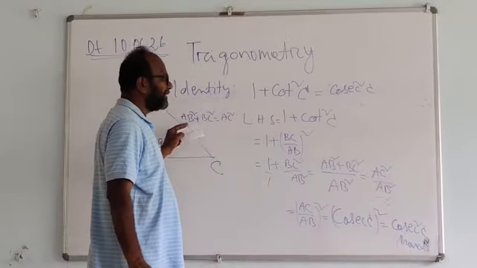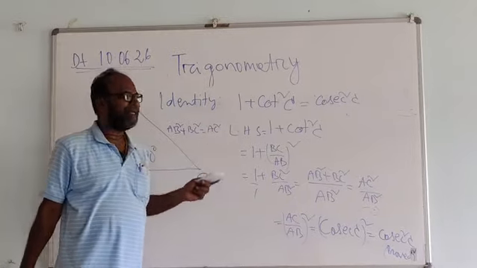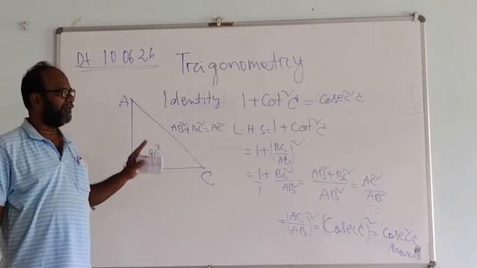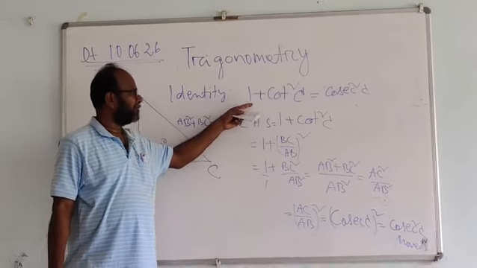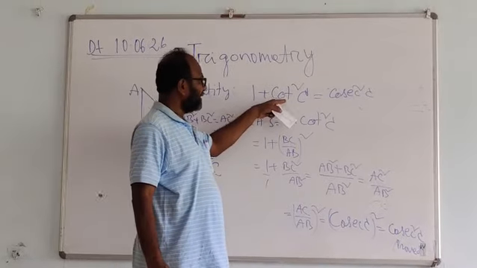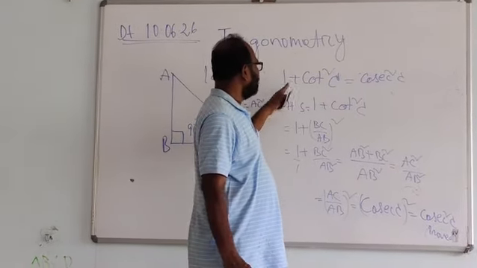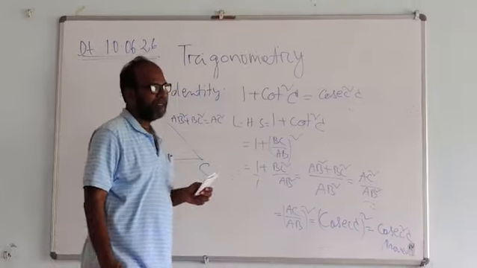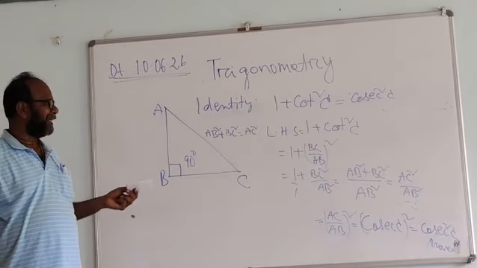So we have used three identities. One is sin square C plus cos square C is 1. Second identity, 1 plus tan square C is sec square C. The third is 1 plus cot square C is equal to cosec square C. So these are the identities I have explained.